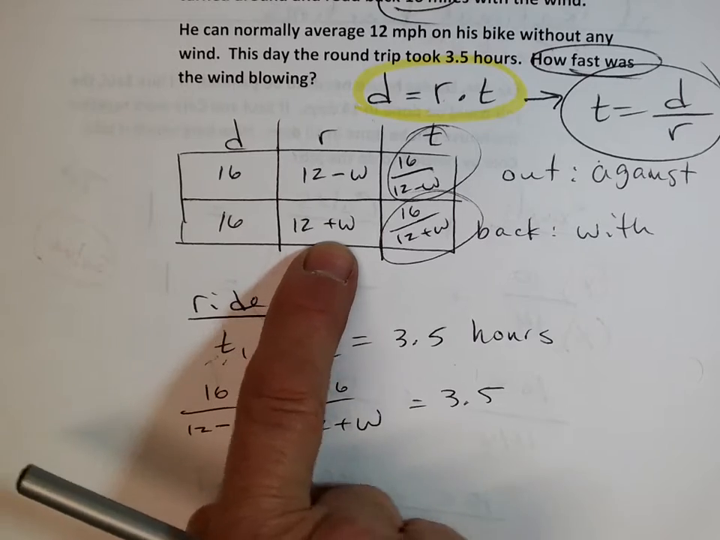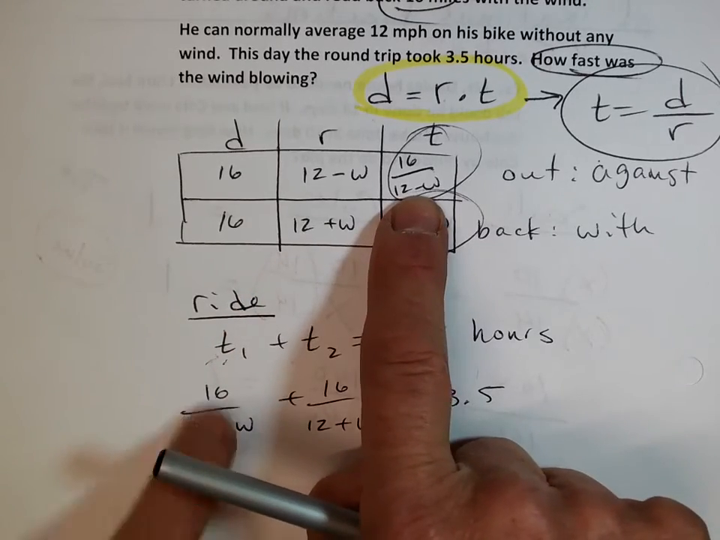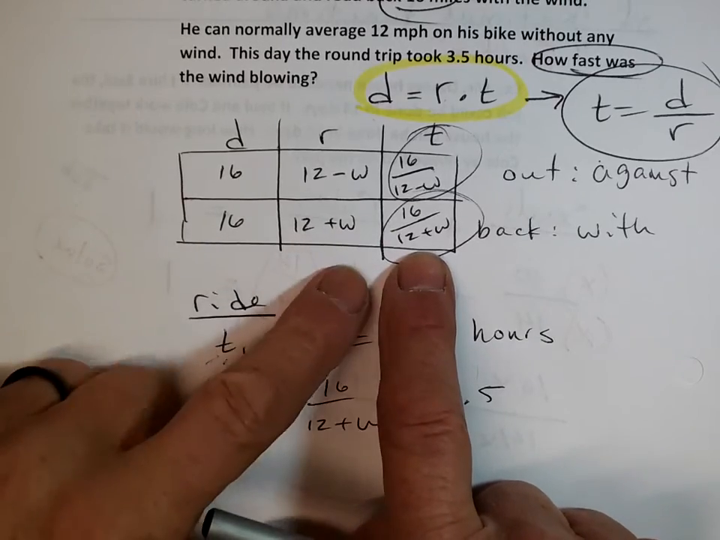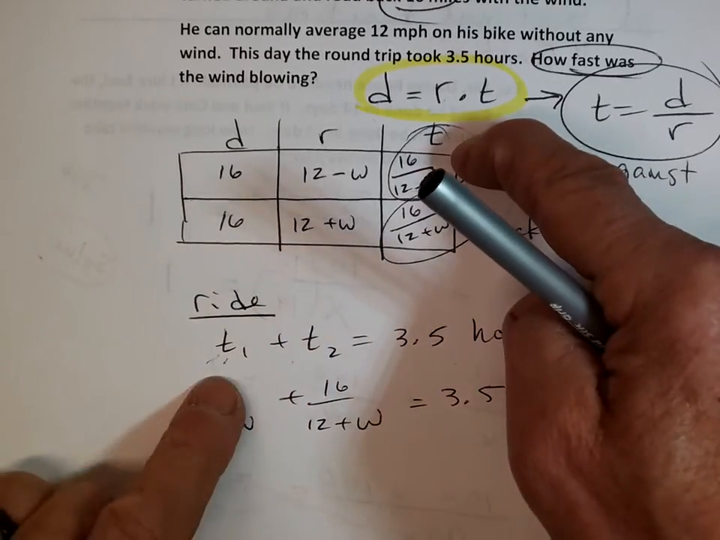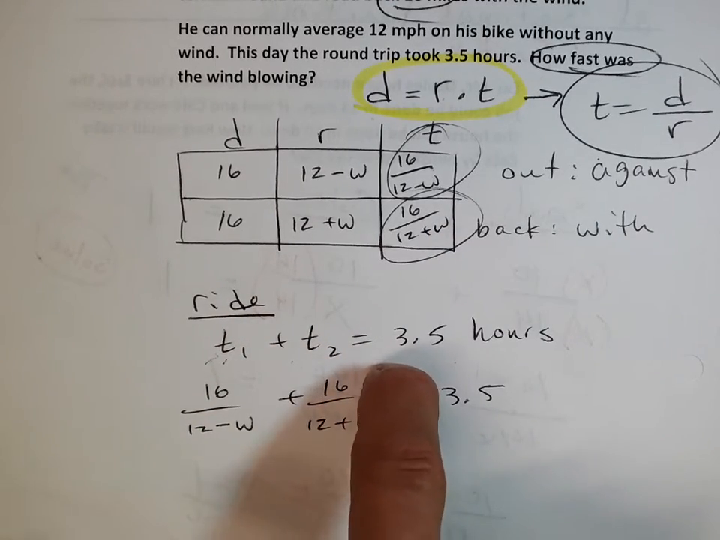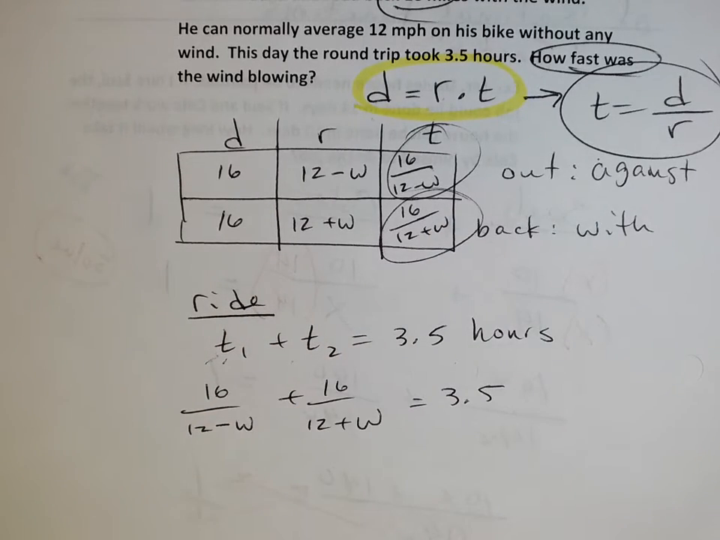To figure out the time out, the time is just the distance divided by the rate. The time back is just the distance divided by the rate, okay? Here's time out plus time back for a total of 3.5 hours. Now let's solve it. To solve it, we're going to need a common denominator.